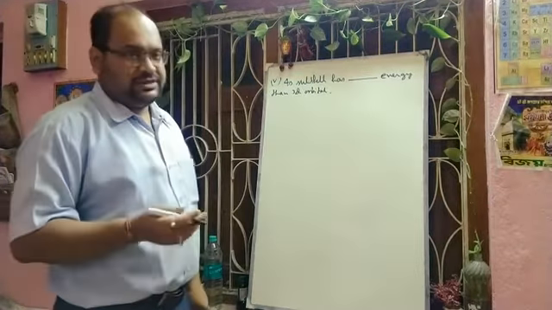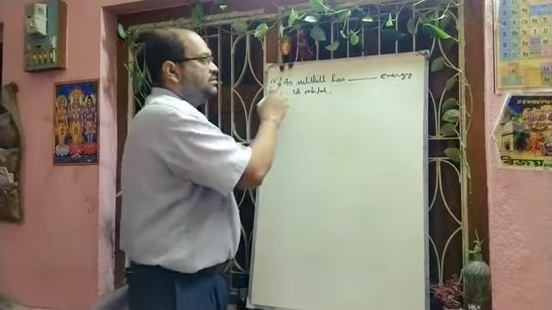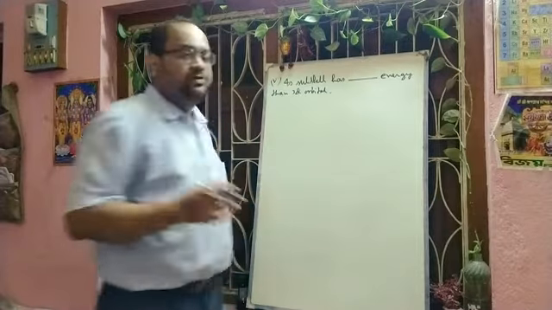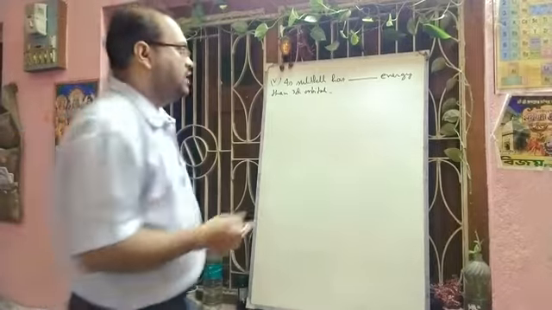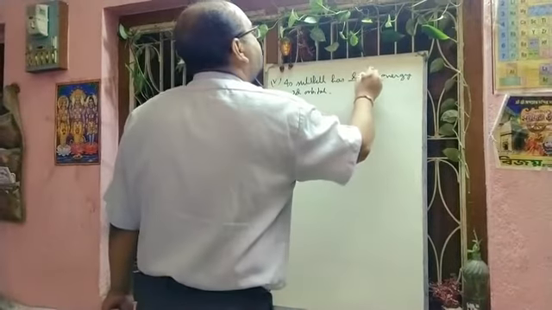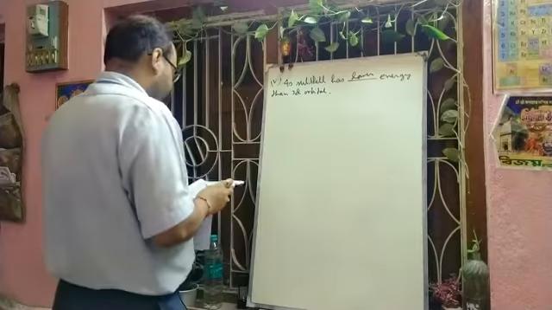So definitely 4s, although here principal quantum number is high compared to the 3, if you calculate the n plus l value, 4s will be lower. So 4s subshell has lower energy than 3d orbital.